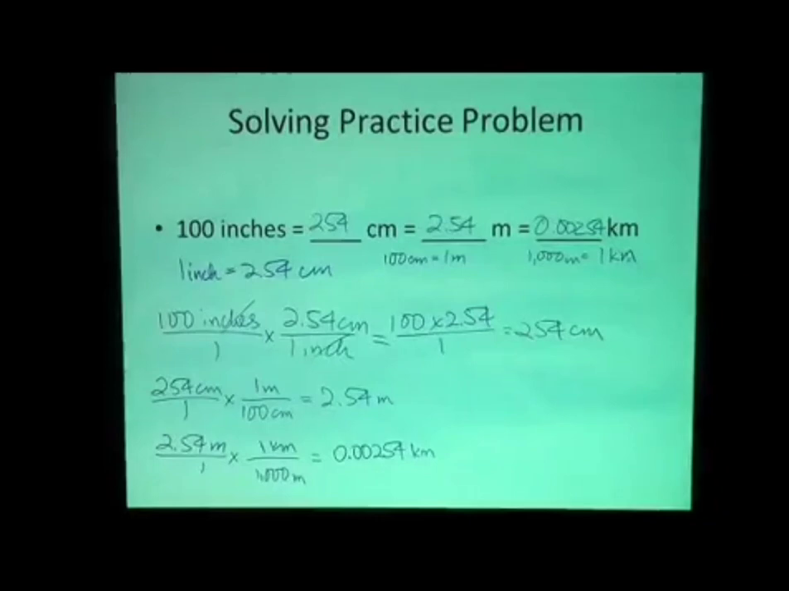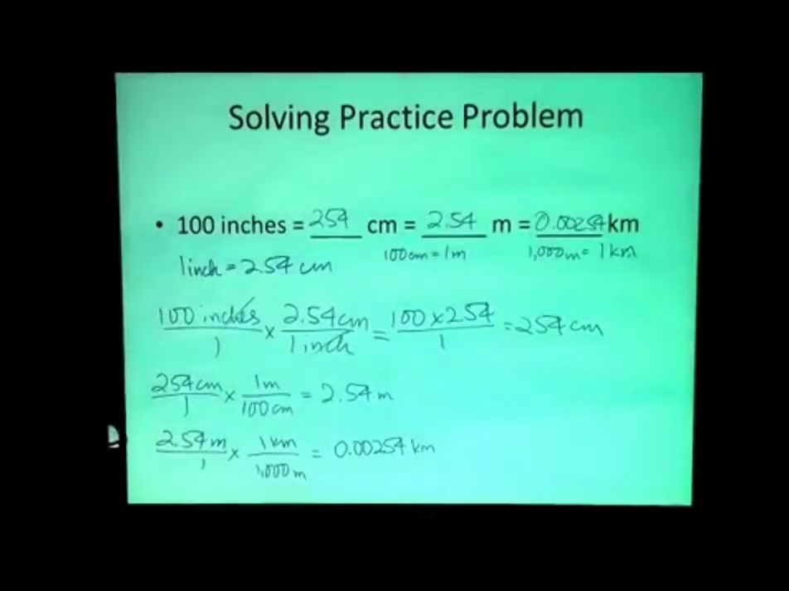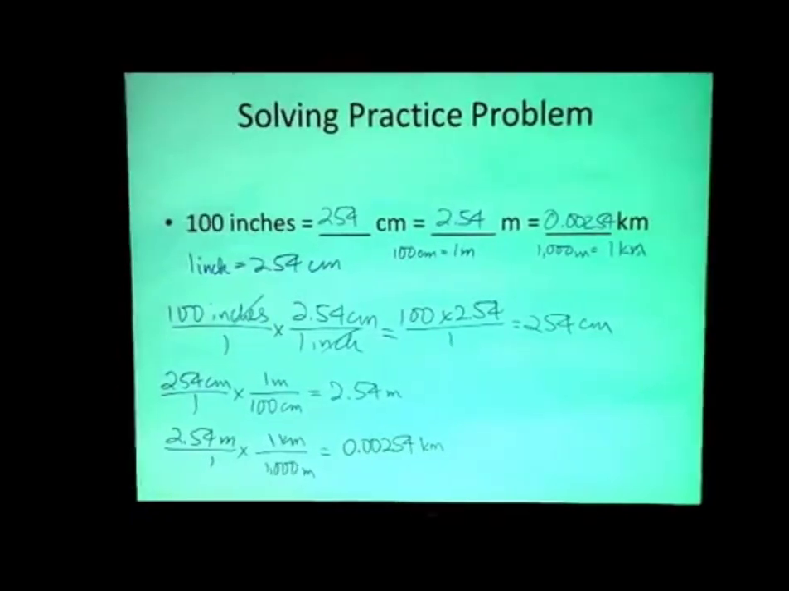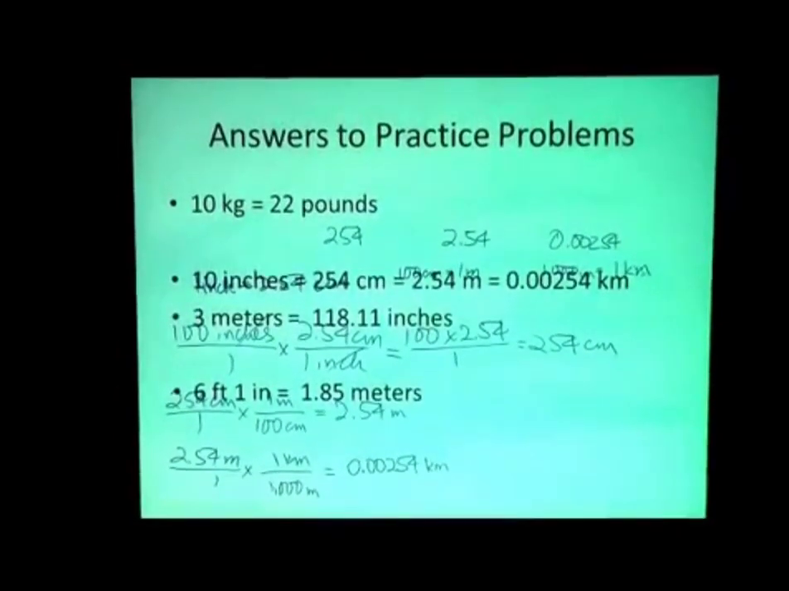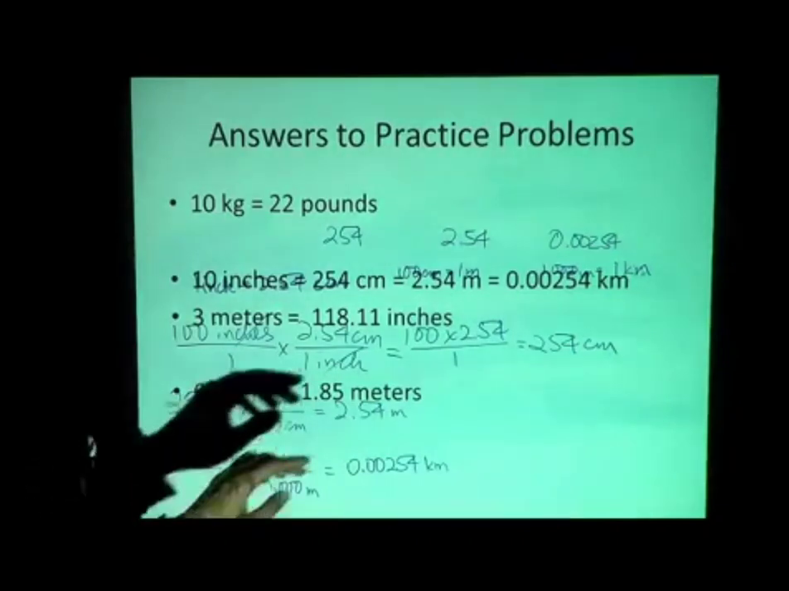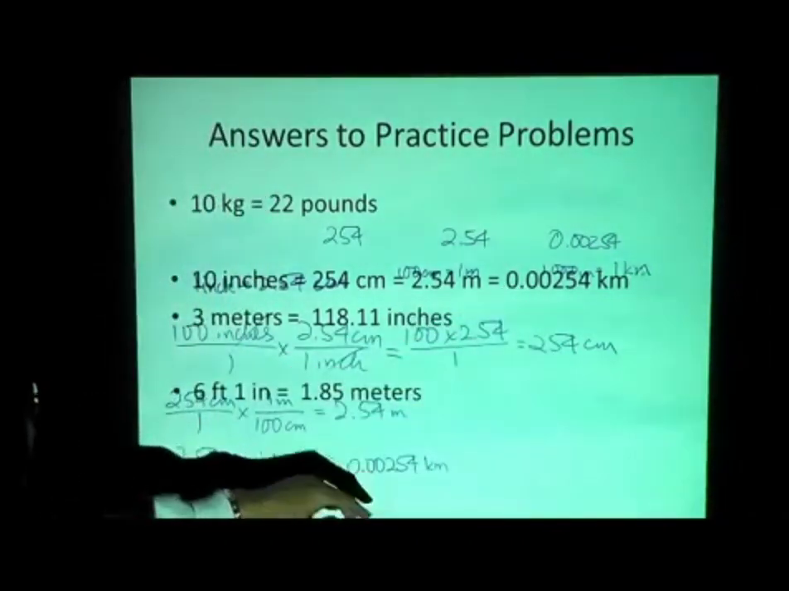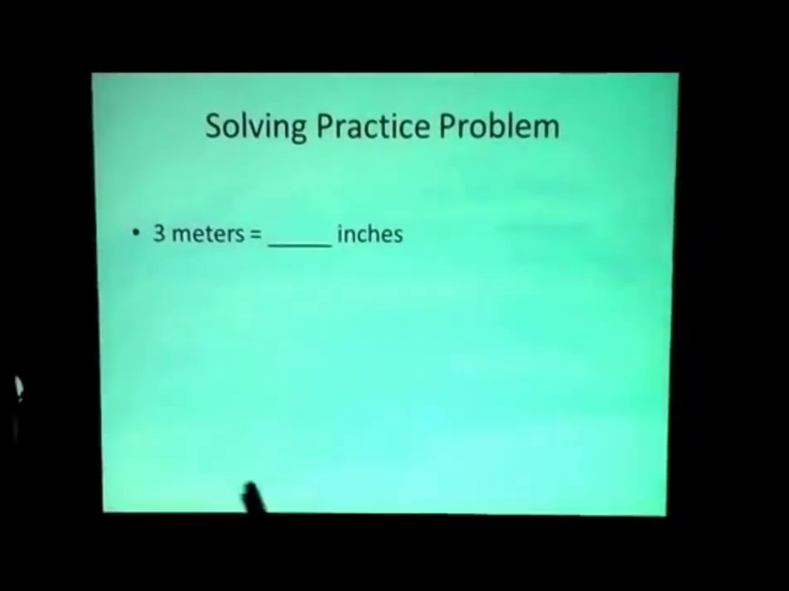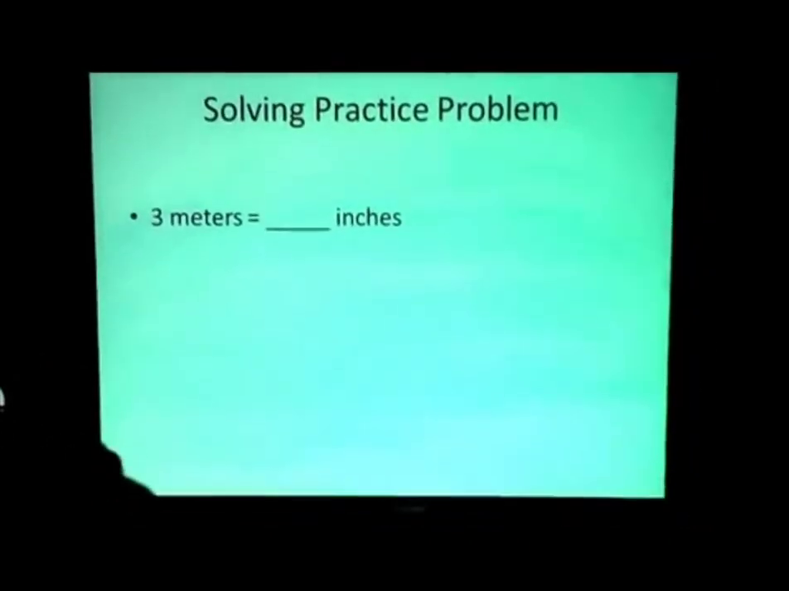And I hope that's the answer. Okay, so let's go back. Yes, it is. So I know it's kind of messy, but it's 20.00. Okay. The next problem. 3 meters equal to how many inches?